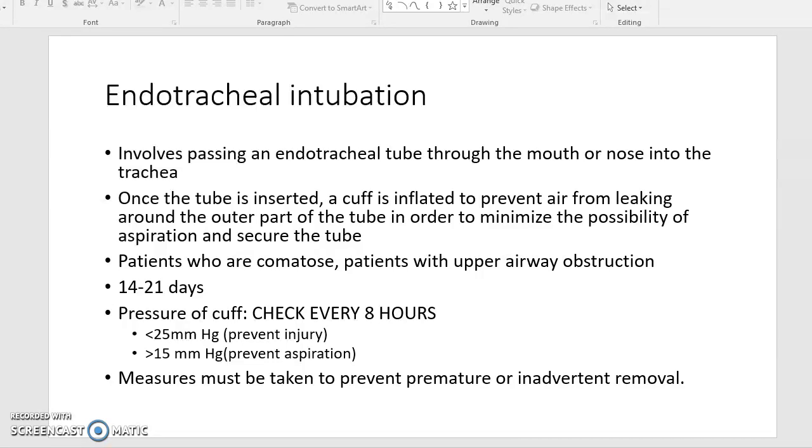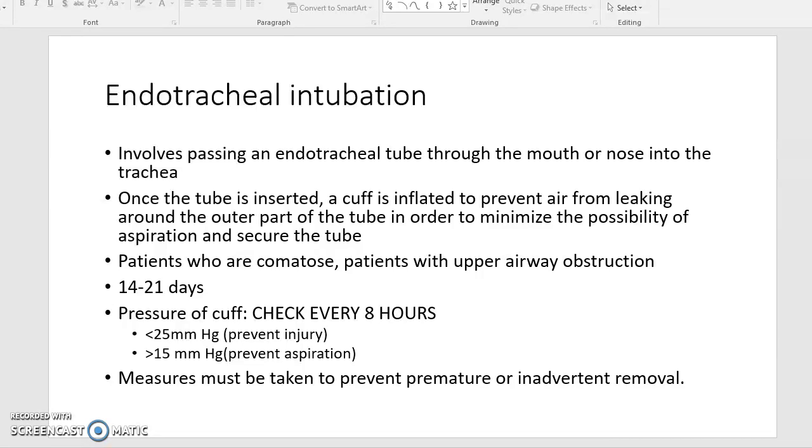The pressure of the cuff is checked every 8 hours. That is also, I think, important to remember. It is checked to make sure that it hasn't deflated, and to make sure that it's not overinflated. So it should be less than 25 millimeters of mercury. And why is that? It's so it doesn't cause trauma to the tracheal walls or to the trachea.